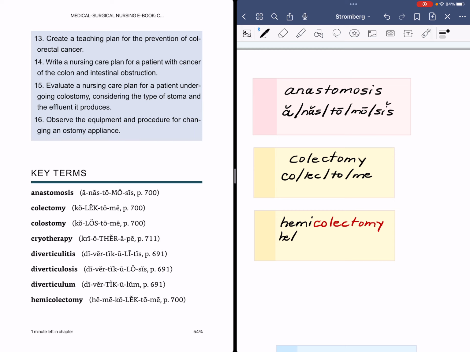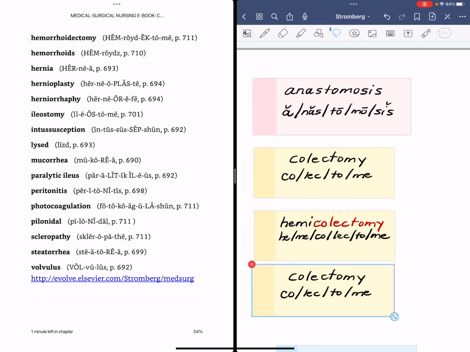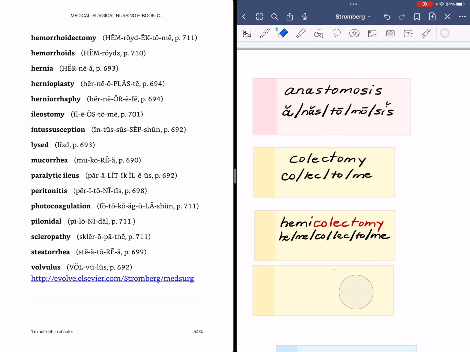And here's the pronunciation. Hemi, co, lec, to, me. Hemicolectomy. And then if I keep scrolling on over, I see another ectomy. Okay, and this one I'll have to look at to spell. It's always been a problem for me to spell it. Hemorrhoid, ectomy.